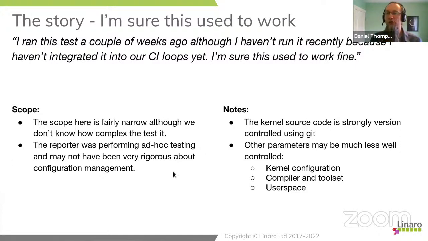So we're assuming the kernel source control is very well controlled. When we say we can go back 2 weeks, we can go back 2 weeks and it will be correct. Other parameters are often less well controlled. It's not that uncommon for people to change their kernel configuration and forget they did it. And then the reason it's changed is not because the code has changed, it's because they enabled a particular kernel feature a week ago and forgot about it.